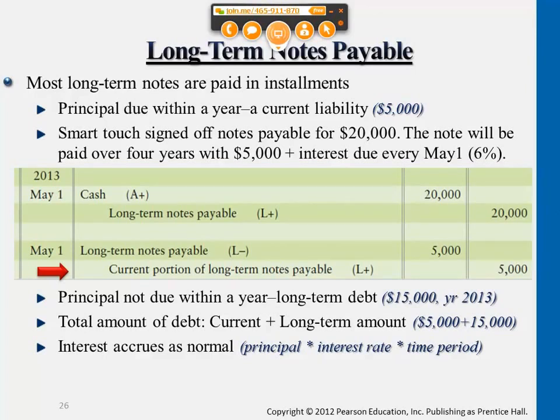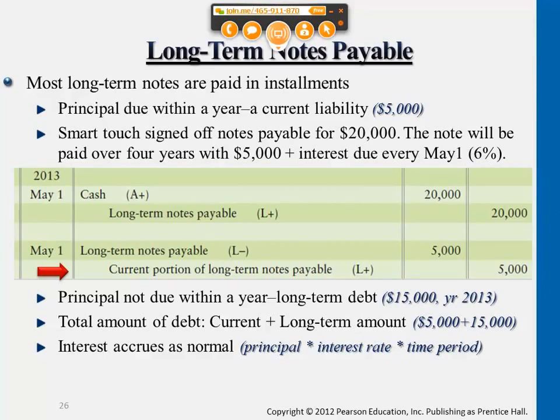If there's a long-term note that your company signed off on, say you borrowed $20,000 on May 1st, 2013, and you sign off on a note certificate. Basically, this note has a lifetime of 4 years. Sometimes these notes will be paid by installments, meaning that we're not just paying off the money altogether 4 years from now, but we're breaking it into little portions, $5,000 as time goes by.